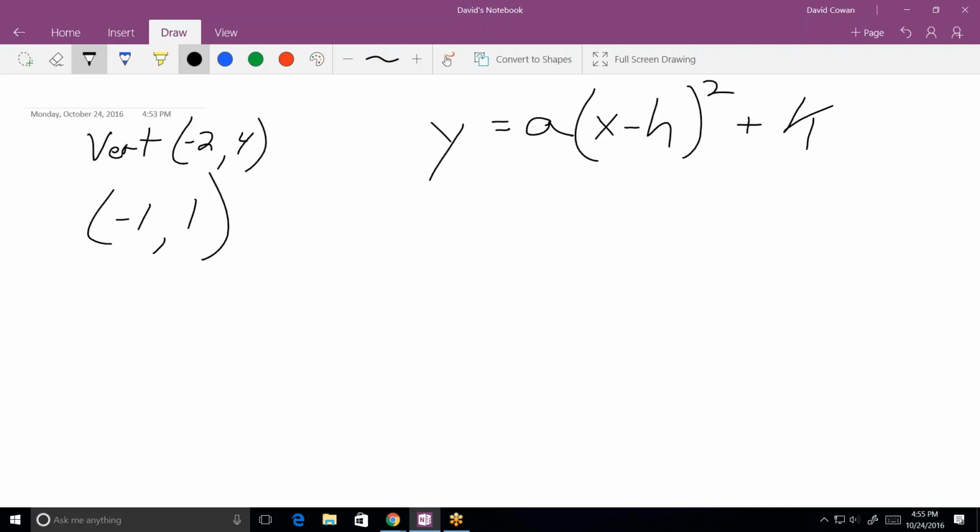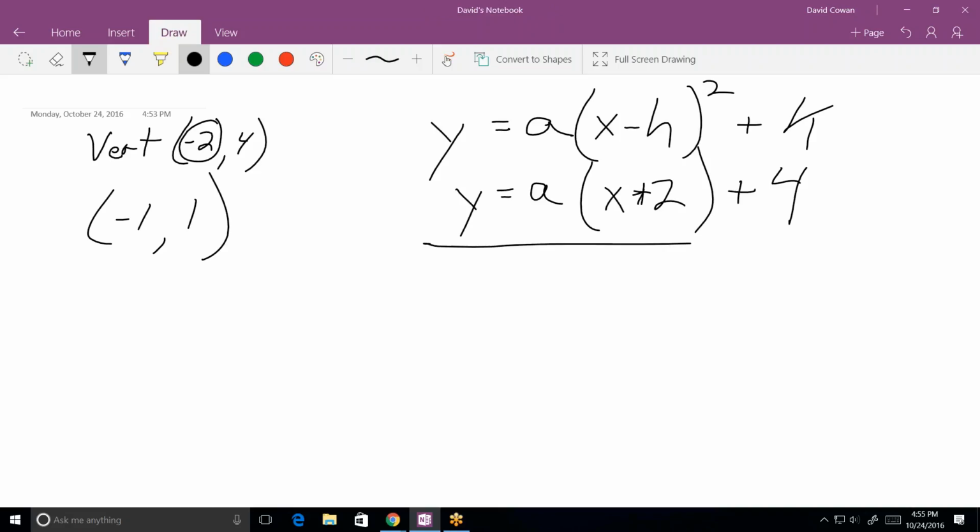Okay, so how much can I fill in? I don't know what a is, but I do know h and k. h will be 4, or I mean -2, so it'll actually be +2. Correct. And then k will be 4. Now, I have that equation, and I need to solve for a. In other words, my final answer needs to have a number for a.